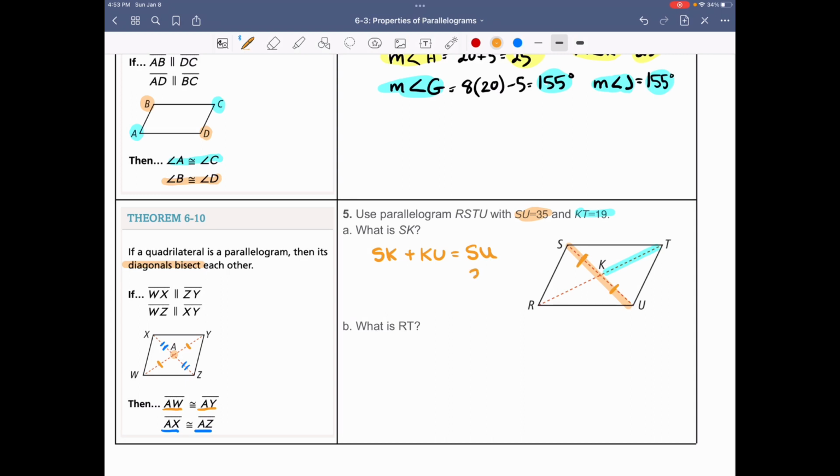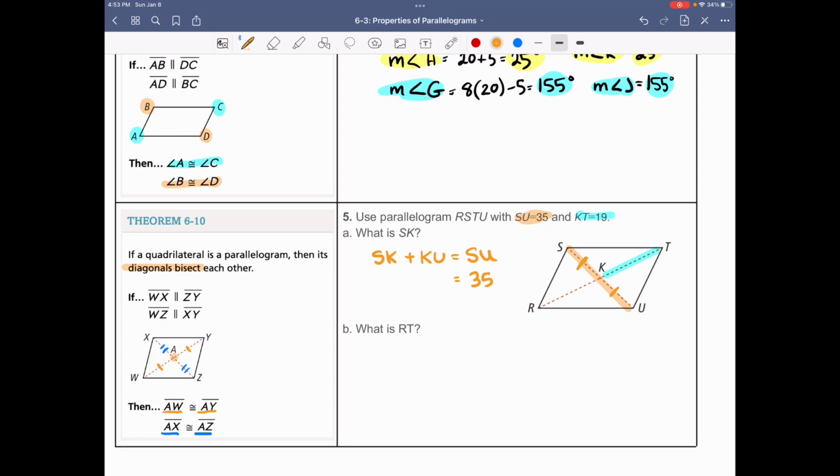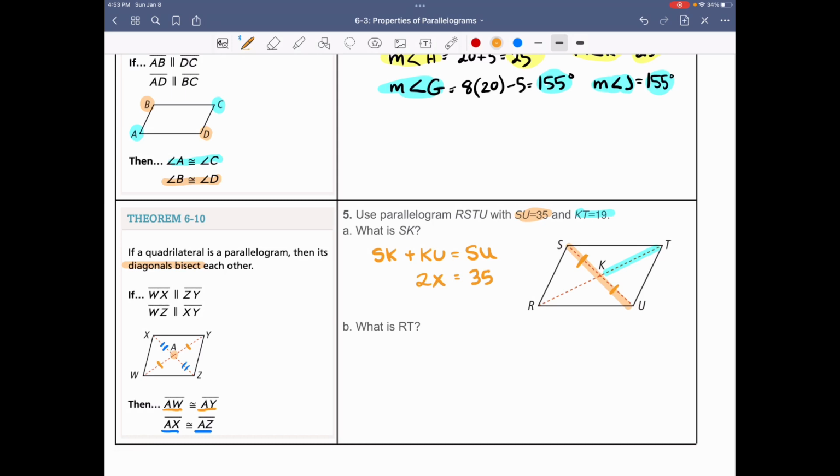And SU, they told us, was 35. And SK and KU are the same, and so we can just write them as 2x. Because we can assume, if they're the same, we can just call them both x plus x. Now we can divide by 2, and x equals 17.5. So that means that SK is equal to 17.5. Now you can skip all of this algebra and just say, oh, 35 divided by 2 equals 17.5.